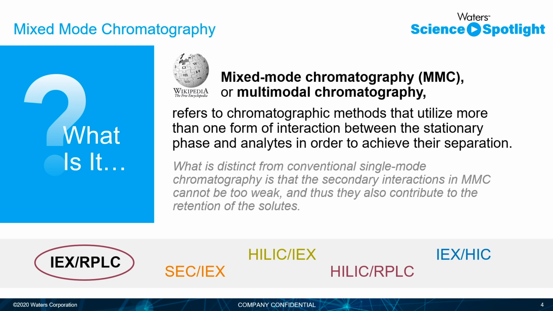Below are just some examples of different mixed mode chromatography stationary phases. You might have things like HILIC ion exchange, HILIC reverse phase, ion exchange HIC, or maybe even SEC ion exchange. For today's seminar, I'm going to focus on ion exchange reverse phase, specifically reversed phase anion exchange.